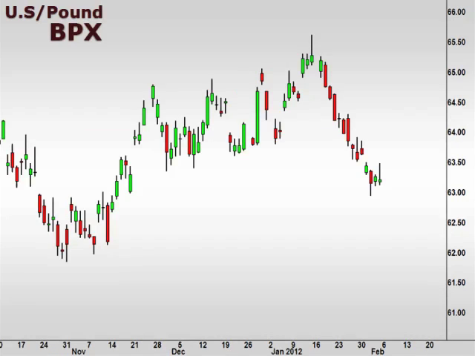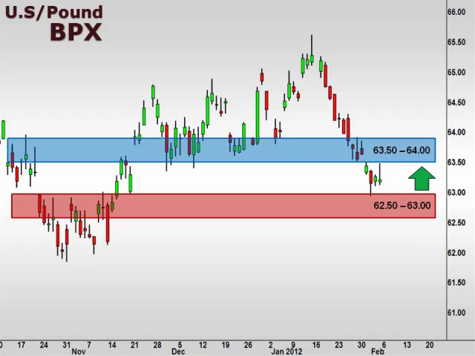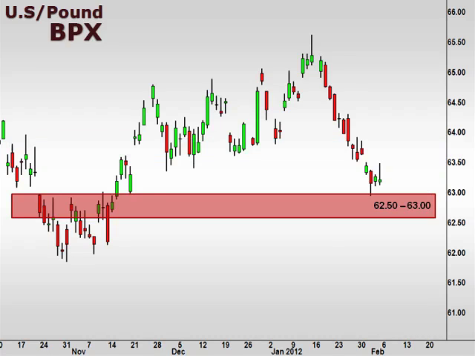Next up, the BPX, the US versus the British pound. Well, the BPX is testing support at 63. A break below 62.5 should signal a continuation lower. 63.5, 64 will assume the role of resistance this week.